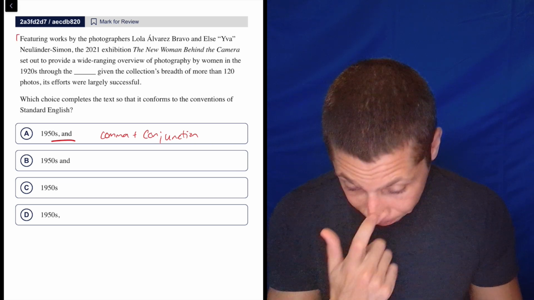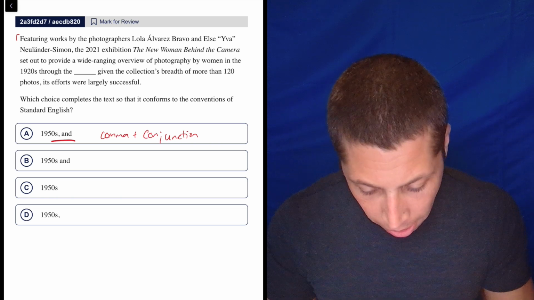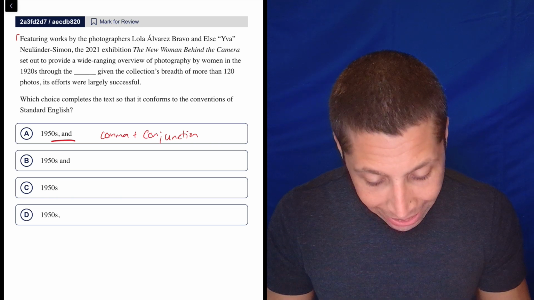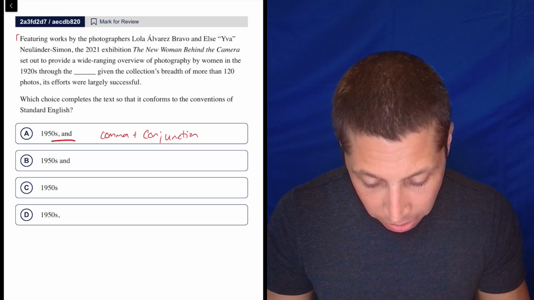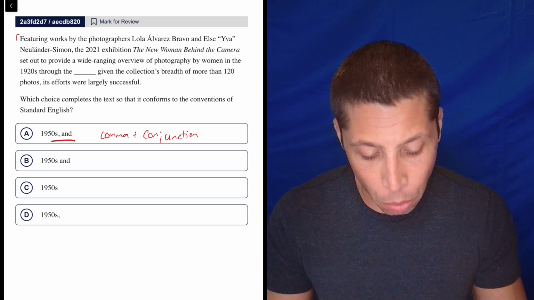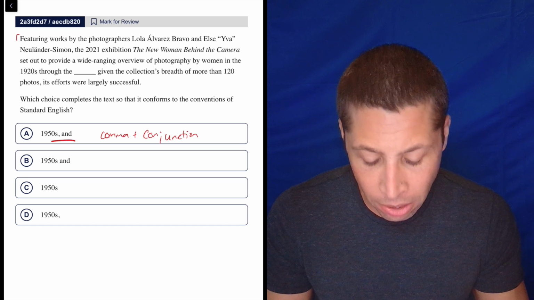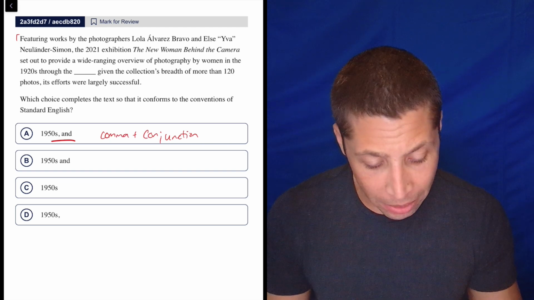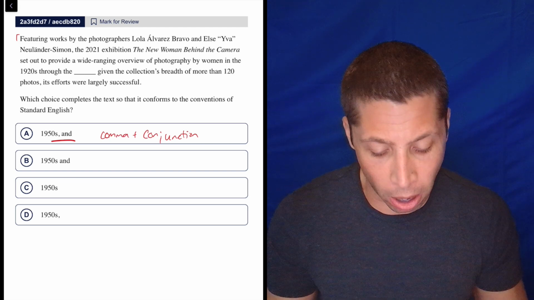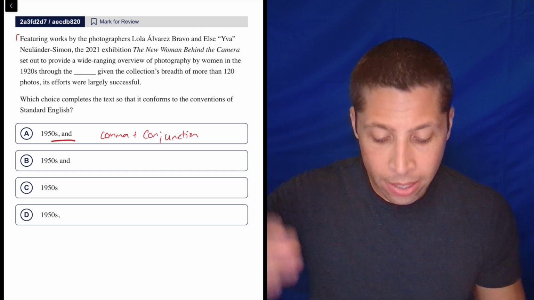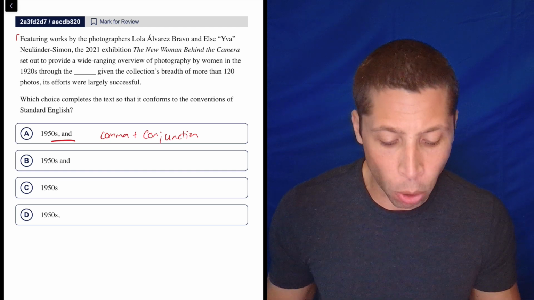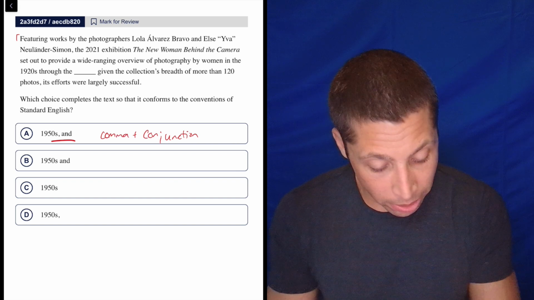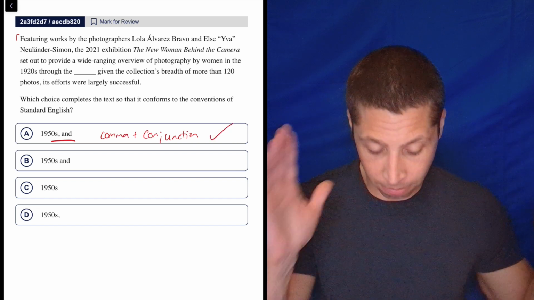This is a long sentence or 2 sentences. Featuring works by the photographers, whatever, the 2021 exhibition, The New Woman Behind the Camera, set out to provide a wide-ranging overview of photography by women in the 1920s through the 1950s. Yeah, that's a sentence. There's an extra clause at the beginning there, and the name of the exhibition is long, but the exhibition set out to provide a wide-ranging overview of photography. That's the sentence. That's good. So step 1 is, we need 2 sentences. Step 1, we got 1.